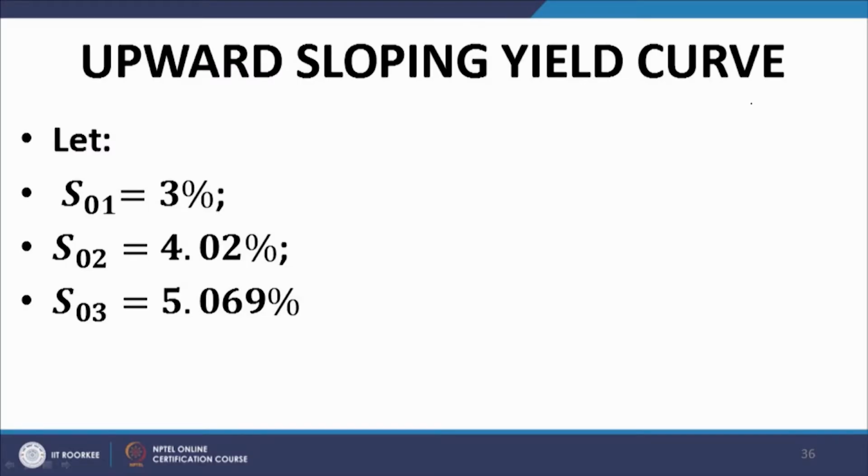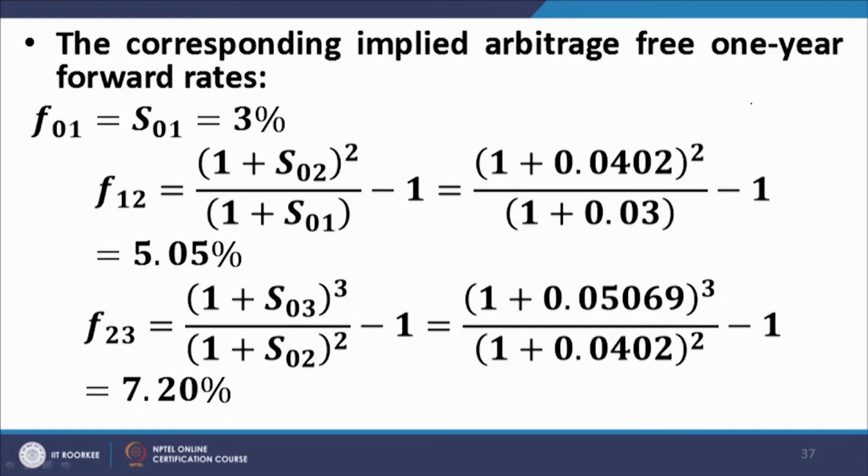Let us assume S01, that is the spot rate for a 1 year deposit, to be 3%, the spot rate for a 2 year deposit to be 4.02%, and the spot rate for a 3 year deposit to be 5.069%. These are given figures. Then on the basis of these, if we work out the arbitrage free forward rates, what do we get? F01 is obviously coinciding with the spot rate, which is 3%.